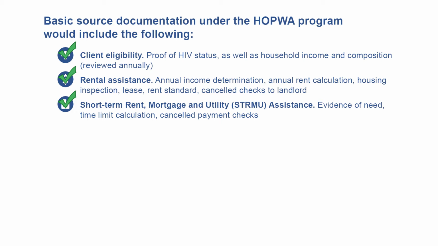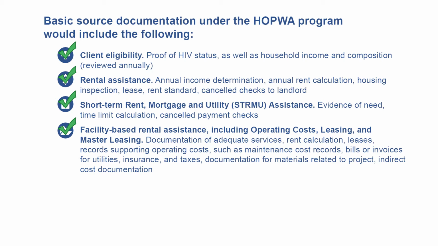For facility-based rental assistance, including operating costs, leasing, and master leasing, what is required can include documentation of adequate services, rent calculation, leases, records supporting operating costs, such as maintenance cost records, bills or invoices for utilities, insurance, and documentation for materials related to project and indirect cost documentation.